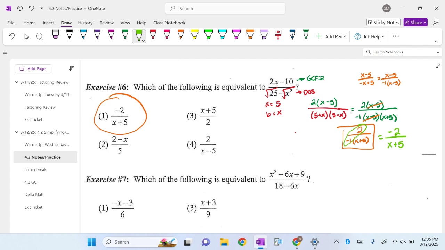So just know, if you don't have like terms or like factors, but they're very, very similar, the only difference is the signs are flopped, take a negative 1 out of one of the factors to make it the same. All right? Any questions on that?